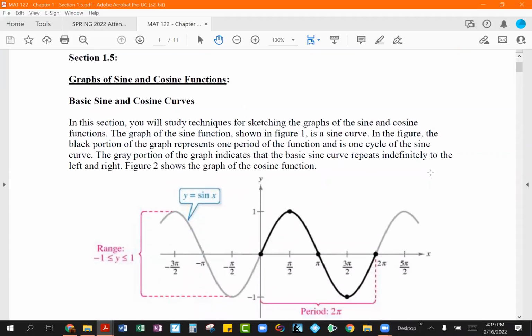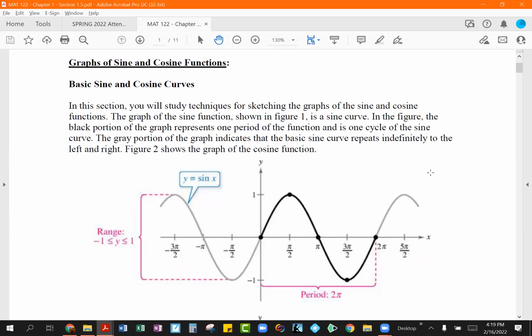A lot of times we talk about the sine curve, the cosine curve, the tangent curve. So obviously these are all based off of the graphs for these functions. You can see right here on the screen, the very first graph you are looking at is the graph of the sine function, which is what we call the sine curve.